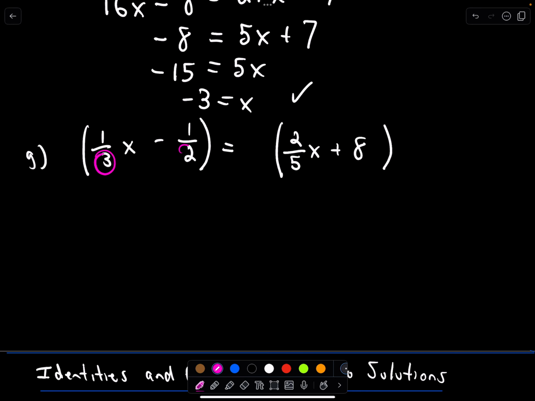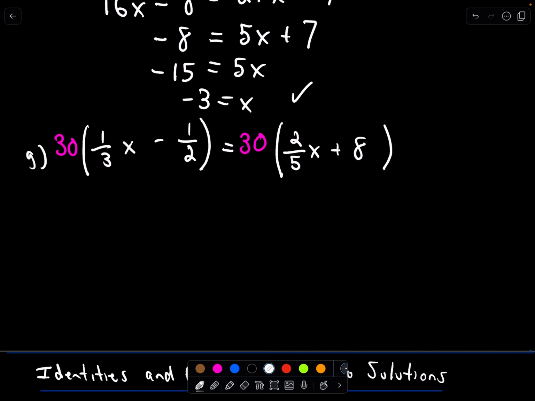I see a 3, a 2, a 5, and we could write this as 8 over 1. So we see a 2, a 3, a 5, and a 1. What we're trying to think is, what's the smallest number I can multiply both sides by that is divisible by 3, 2, and 5? Well, what if we multiply both sides by 30? Technically, you don't have to use the smallest number, but it just makes the arithmetic easier.